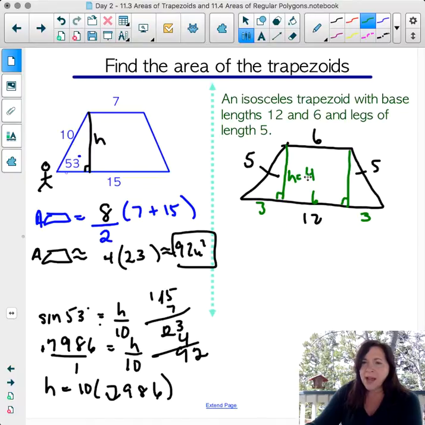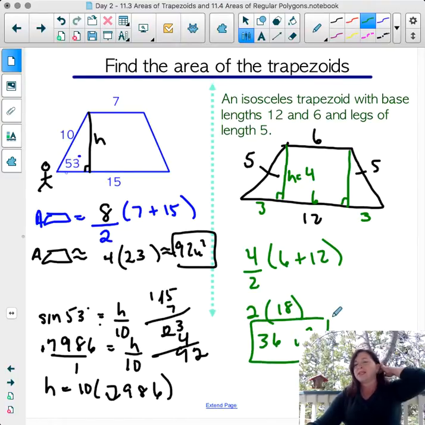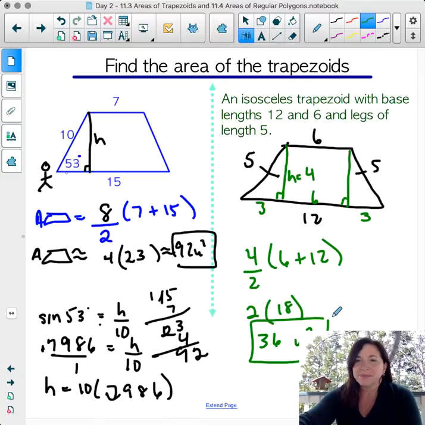So we're going to go height divided by 2, so 4 divided by 2 times the sum of the bases, so 6 plus 12. So we have 2 times 18, and that's 36 units squared. Yep, I believe I did do this one. Maybe not today, but we did do this.